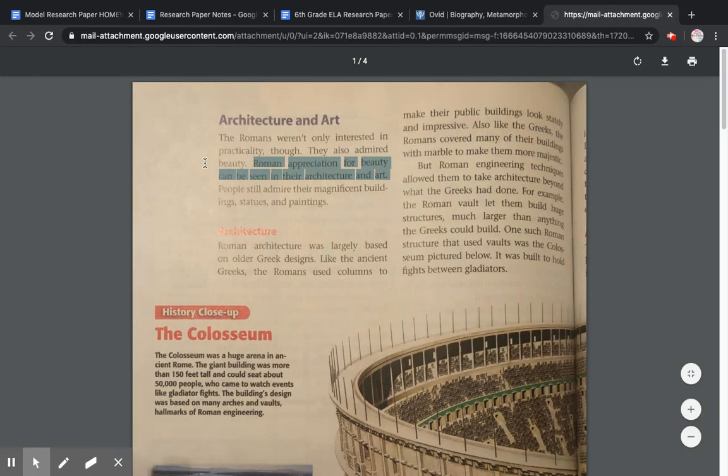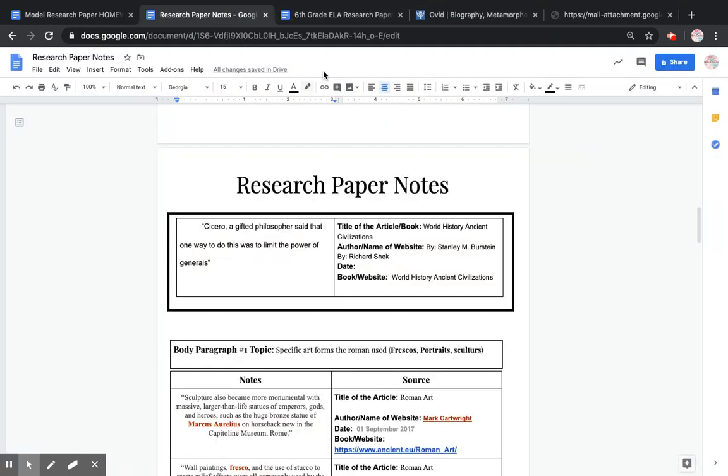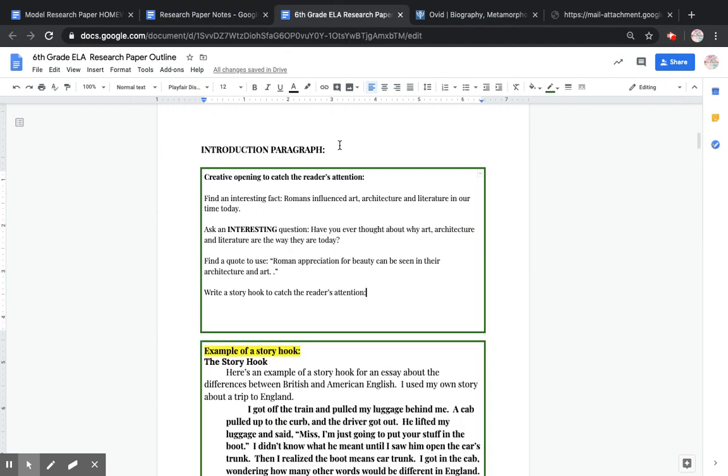I was looking at the book and I found this one right here. It talks about the architecture and the art, and I have the quote here. It says, "Roman appreciation for beauty can be seen in their architecture and their art." So that might be an interesting thing for my readers to see as a quote, and use that to kind of reel them in. And then I would cite my quote right there as well.